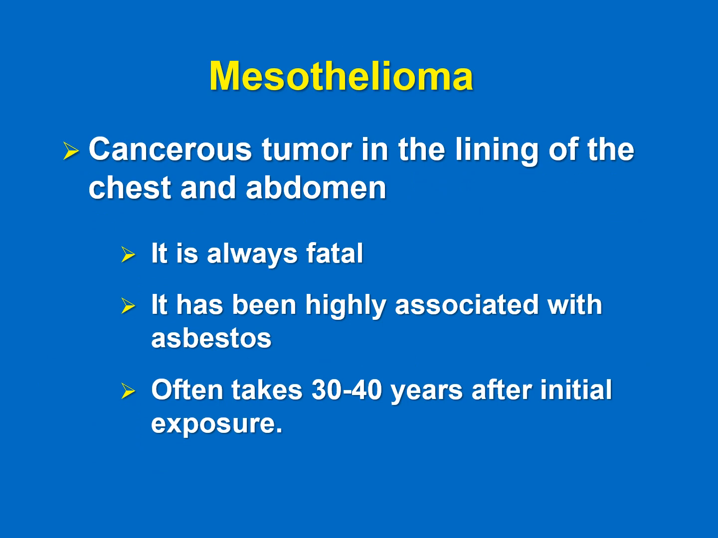Last but not least is mesothelioma. It is a cancerous tumor in the lining of the chest and abdomen. It is always fatal, and it has been highly associated with asbestos. It has the longest latency period out of the big three. It often takes 30 to 40 years after initial exposure for someone to get mesothelioma. And once you acquire this fatal disease, typically within 6 months to 2 years, it does turn out to be fatal.